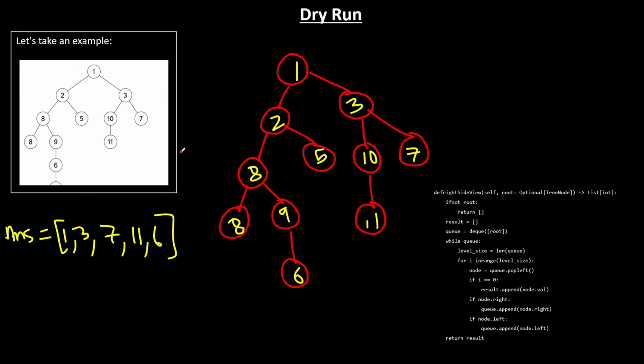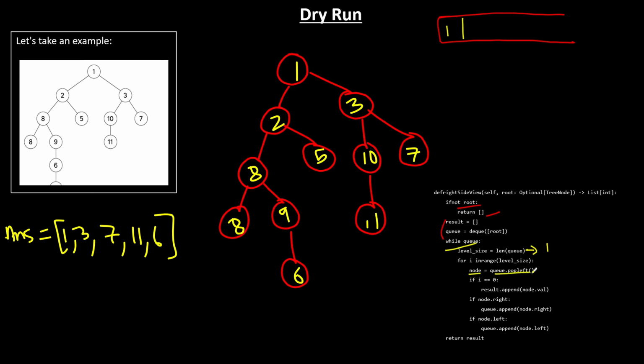Okay, so let's start. First, we check if the root is not None. It is not None, so we will keep on going. Let this be the queue. Initially we pushed the root. What is the root? Root is 1. Now, while the queue is not empty, we take the size for the level. The size for this particular level is 1, so it will go from 0 to 1.